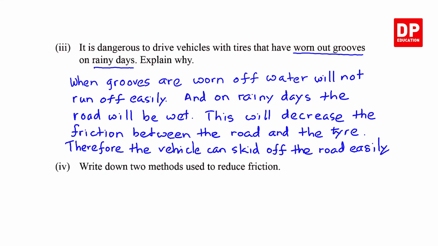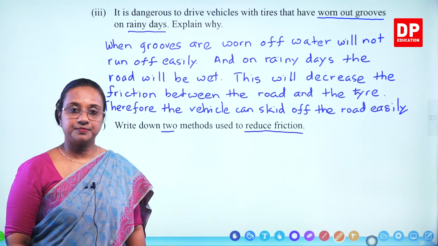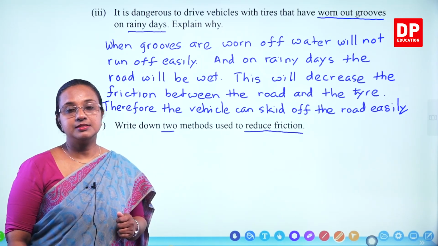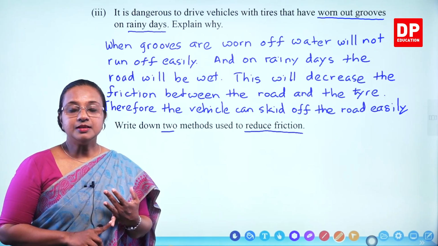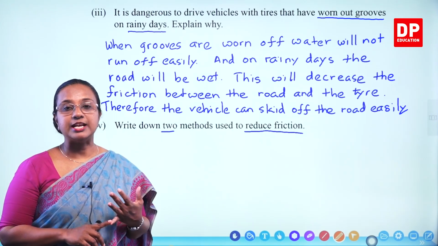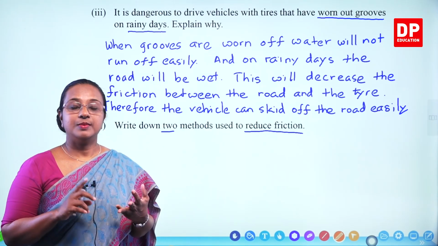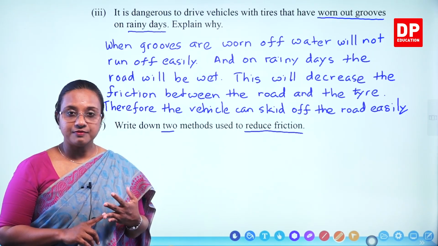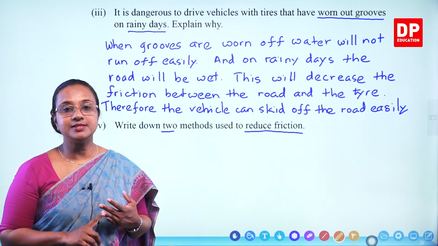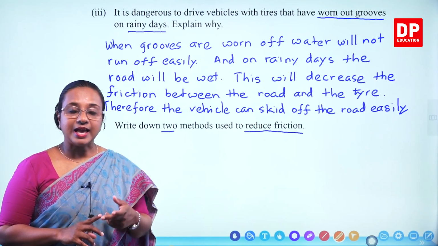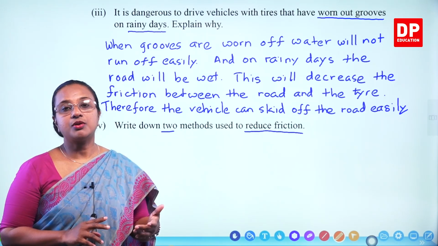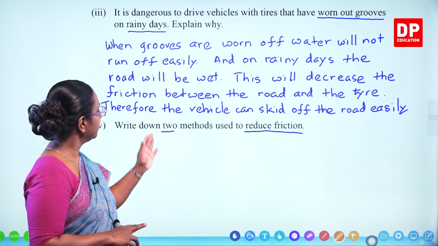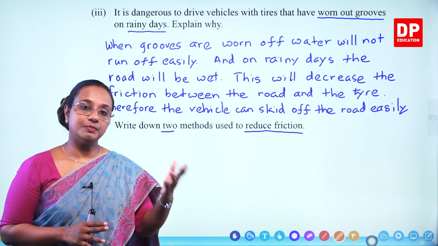Write down two methods used to reduce friction. So here, two methods that are used to reduce friction. You know 3 methods. Making the surface smooth. So, to do that you can polish the surface. We can apply lubricants or lubricating agents like graphite, grease or lubricating oils. And also we can use ball bearings or roller bearings. Here we can write any 2 methods.